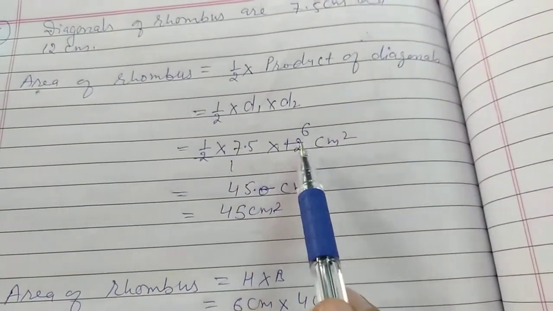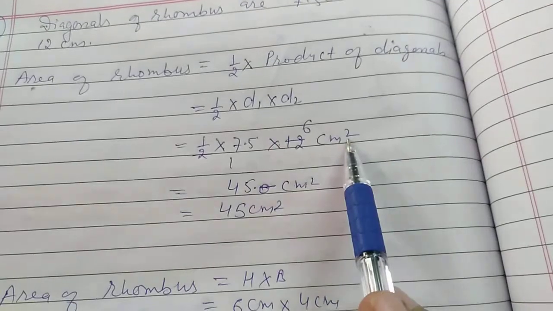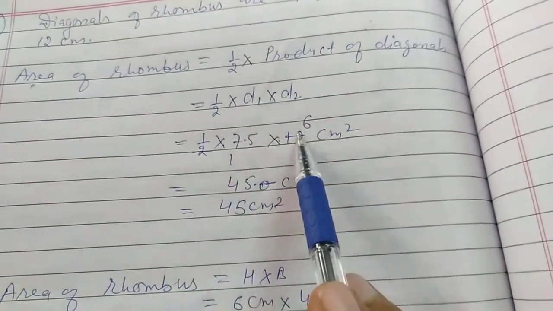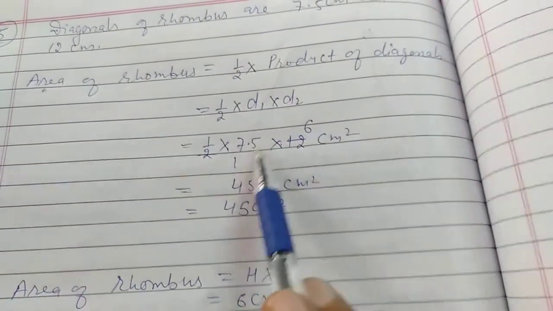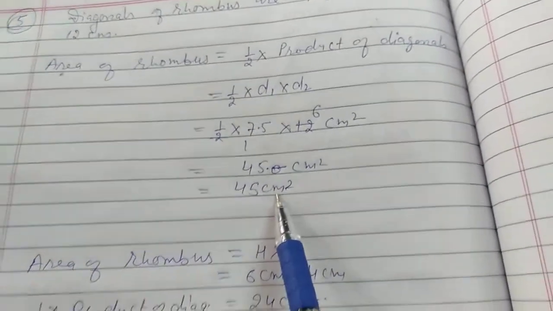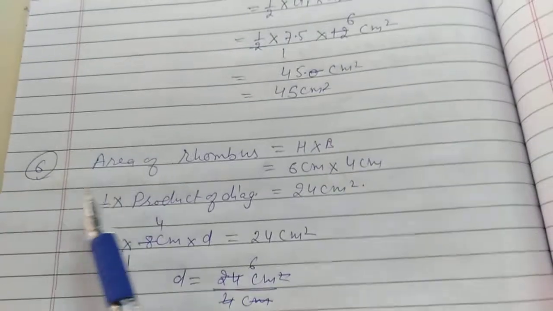Because we are going to find the area, the units will be squared. So cut it, 2 ones are 2, 2 sixes are 12, and the multiplication of 7.5 and 6 is 45 centimeter square. So this is the solution of question number 5. Now come to question number 6.